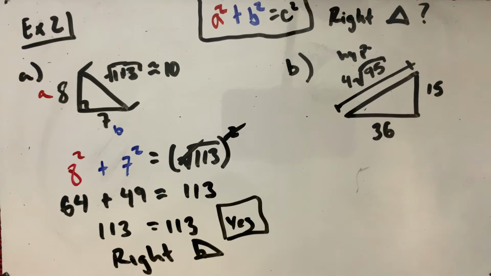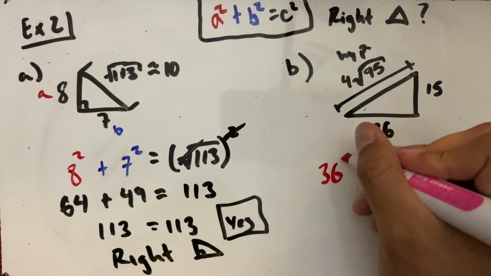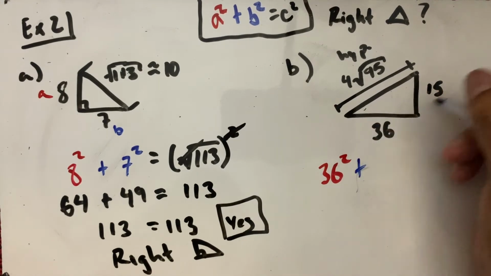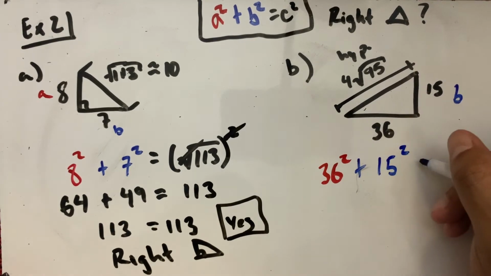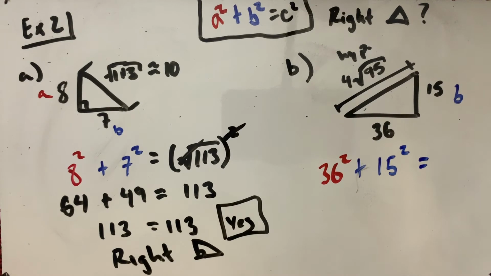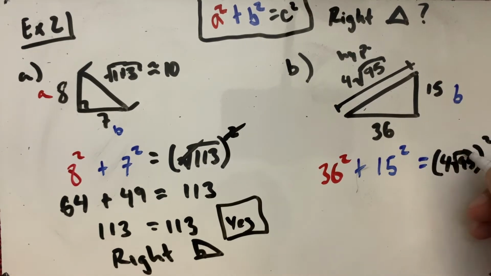Anyways, so it's going to be 36 squared plus b squared, which is going to be, this is A, we'll call this guy B, so 15 squared. Does it equal this? So 4 times the square root of 95 squared. All right, that's the big question right there.